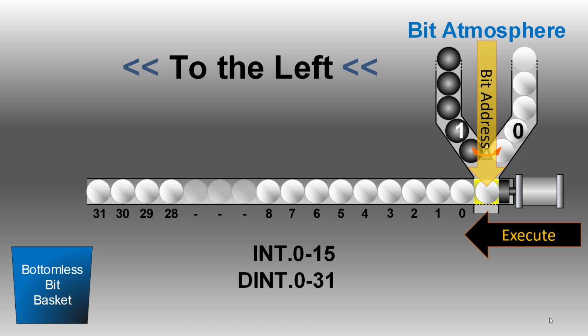So in other words, the bit address, it's Boolean, it can be 0 or 1. And whatever is staged at the beginning of the ping pong ball tube there, when you execute, that's what's going to be pushed into the load position.